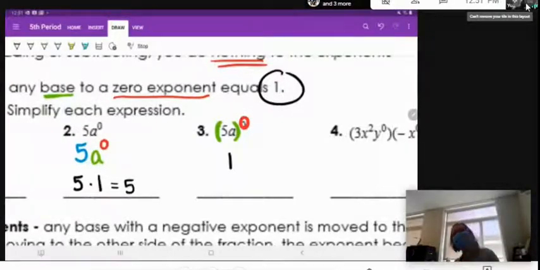So look at the difference between number 2 and number 3. In number 2, we ended up with the answer 5. And in number 3, we ended up with the answer 1. And it's all because of those parentheses. So you need to be careful, make sure you identify what your base is before you start simplifying these things to make sure that you get all the pieces simplified properly.